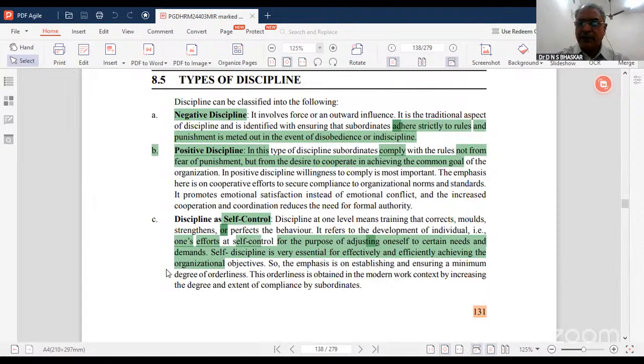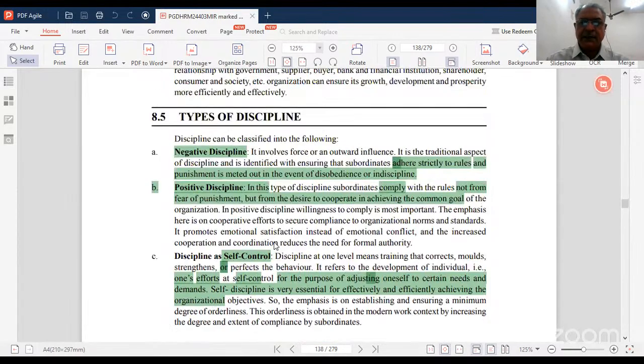Positive discipline, or willingness to comply, is very important, so he must be motivated. This emphasizes cooperative efforts to secure compliance in the organization. It promotes emotional satisfaction instead of emotional conflict, and increased cooperation can be given. So, discipline as self-control. Discipline at one level means training and corrective action. One person has to be controlled by himself, then it is easy for him. So self-discipline is very essential for effectively and efficiently achieving the organization's goals. But this is the highest level of motivational factor in employees.